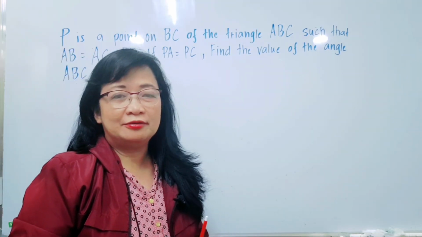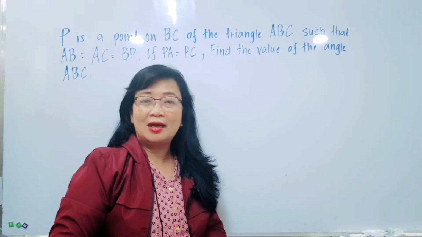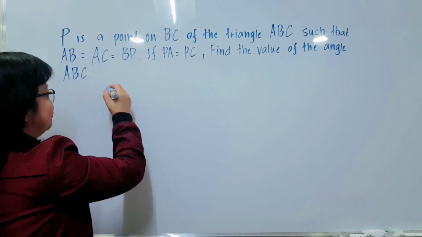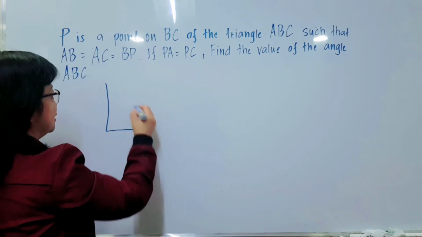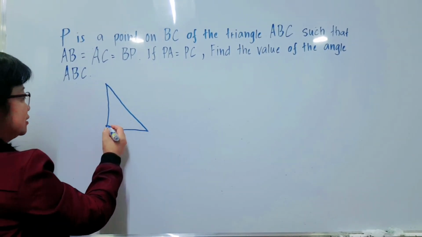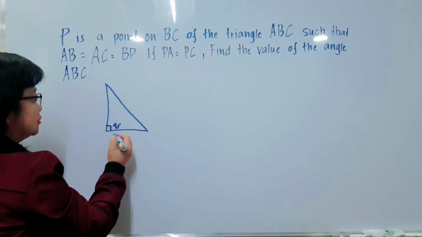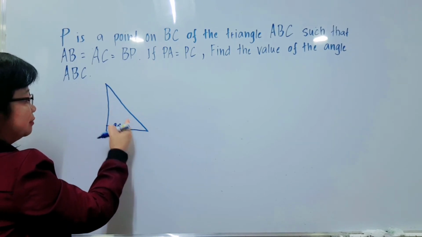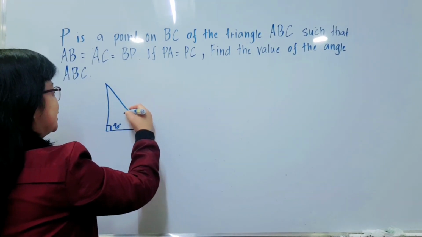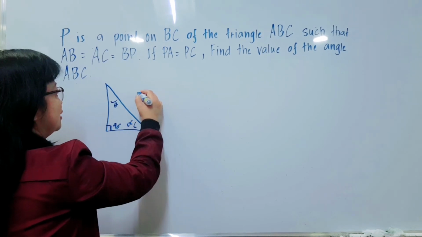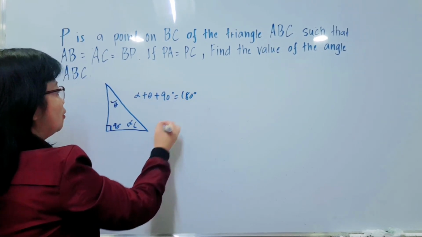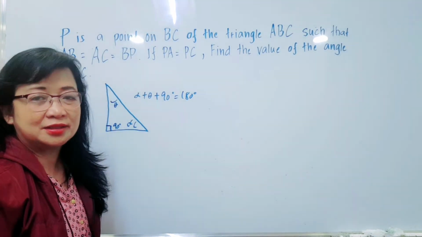By the way, before we end our video, we'll have a quick review of the angles and triangles. When we see a triangle, of course, a triangle has three sides. For example, we have this triangle. We call it a right triangle because this corner is equal to 90 degrees. For example, this is theta and this is alpha. Theta plus alpha plus 90 degrees is equal to 180 degrees. Always in a triangle, the sum of the interior angles is 180 degrees.